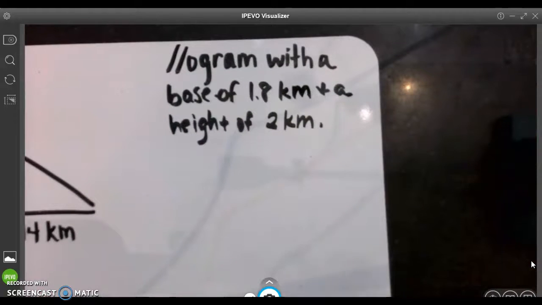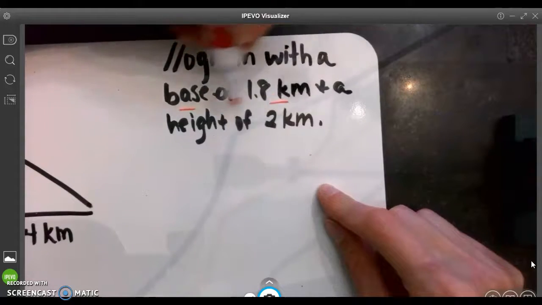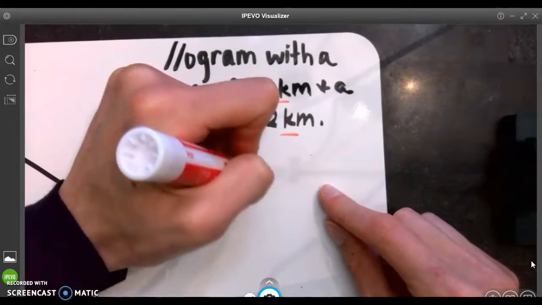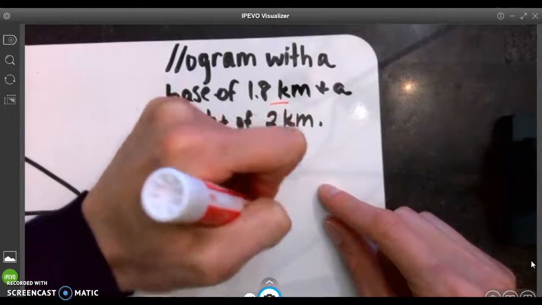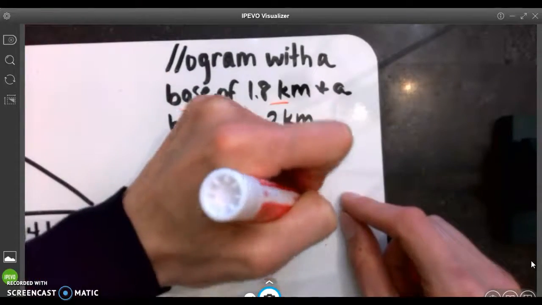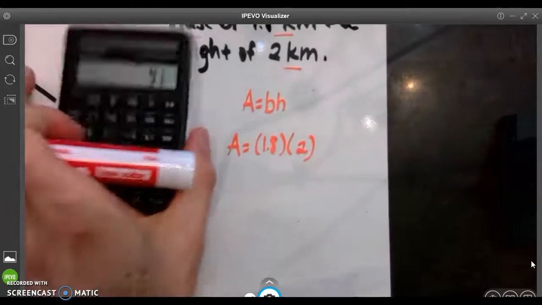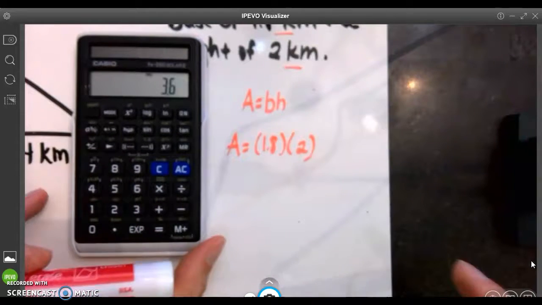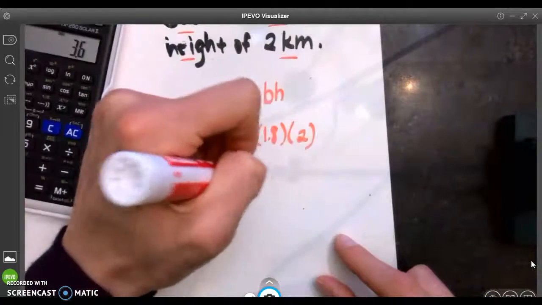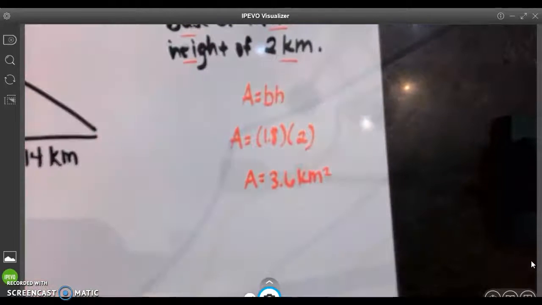Then I received a couple of problems that were just words, which is fine. You don't need a picture. If you want to draw a picture, you can, but it tells us we have a parallelogram. The base is 1.8. The height is 2. So area equals base times height. We have exactly what we need. So I'm going to multiply those together. 2 times 1.8, again, I'm going to use my calculator. That's 3.6. It's okay to have a decimal answer. Area equals 3.6 kilometers squared.